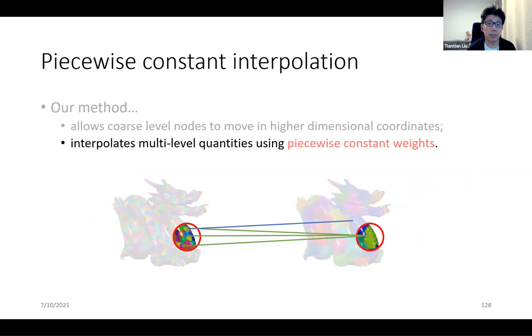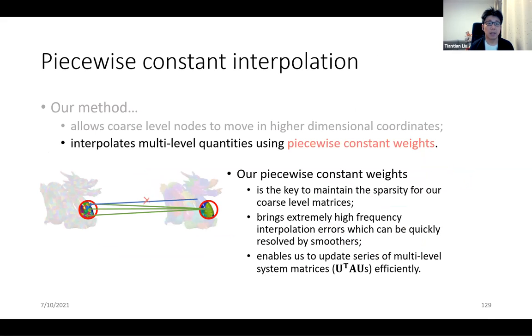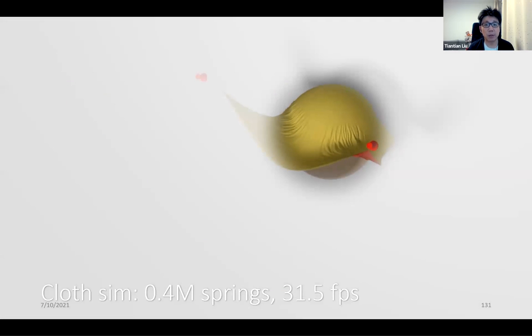As a result, we choose to stick with this piecewise constant weighting strategy, because this is the key to maintaining the sparsity pattern of our coarse level matrices without causing too much trouble. And moreover, it also enables us to update multi-resolution system matrices efficiently when the finest level matrix A has changing numbers. Therefore, we can support collisions better. For example, we can run Newton's method for cloth simulation with 0.4 million springs in real time. It can handle dynamic matrix changes caused by the nonlinearity of the mass spring and also the collisions, generating these vivid wrinkles.